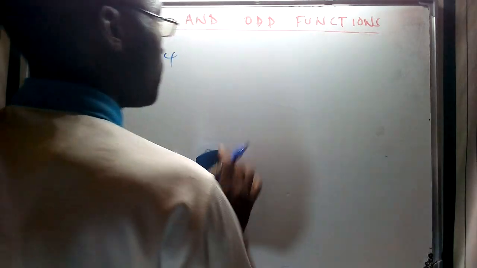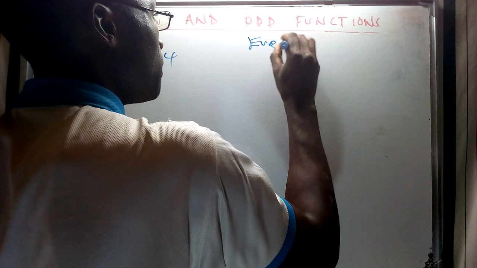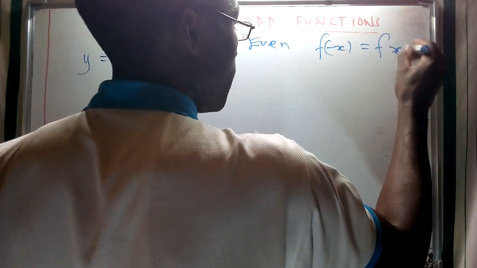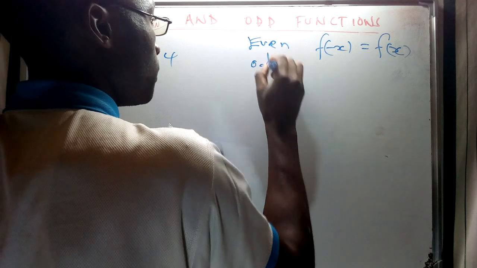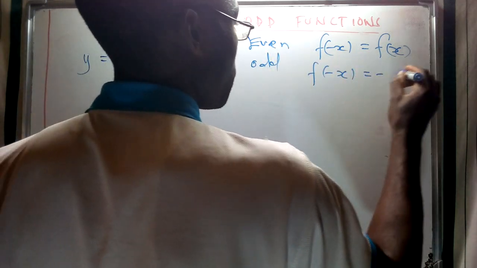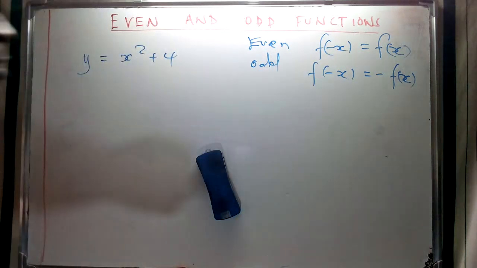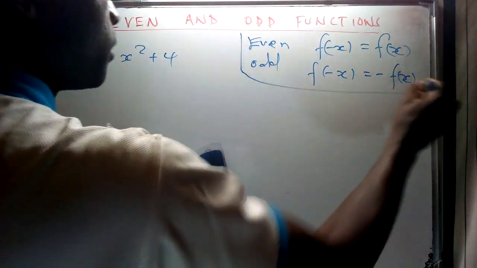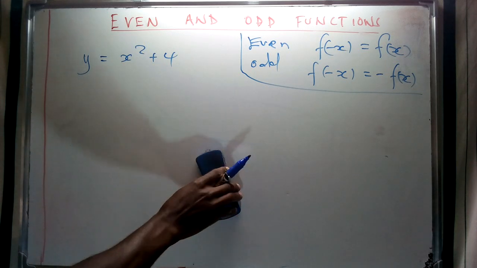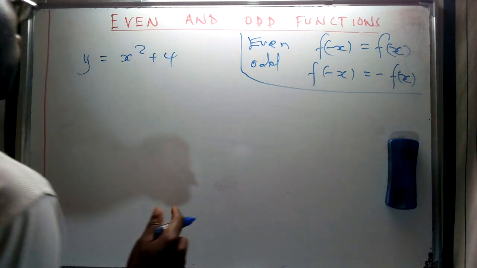And we have said that, as a summary, for even, f(-x) is equivalent to f(x). And then for odd, f(-x) is equivalent to negative f(x). So I'm going to use these two conditions and try to see whether this example that I've given on the board is an odd function or an even function.